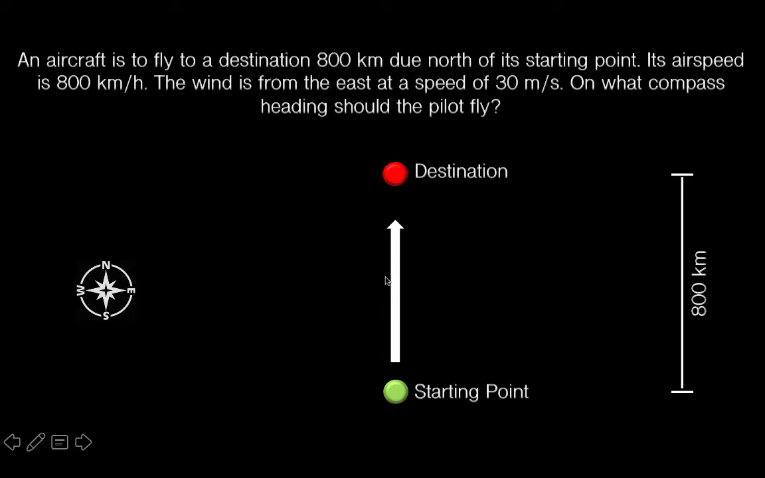Here's an arrow. This arrow represents a vector. And this vector will be the aircraft, which is going at 800 kilometers per hour. And this vector will be the wind, which is 30 meters per second.